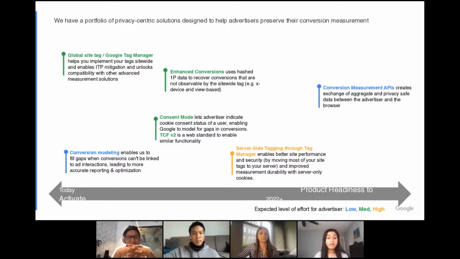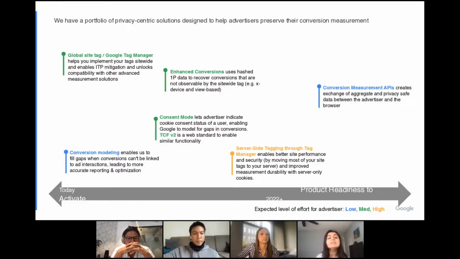We have several APIs under Privacy Sandbox. We're calling them the conversion measurement APIs. They come in two forms: either aggregate APIs or event-level APIs. But this is very, very early in terms of development, and it'll be another couple of years until we completely land this solution. Last thing, conversion modeling.